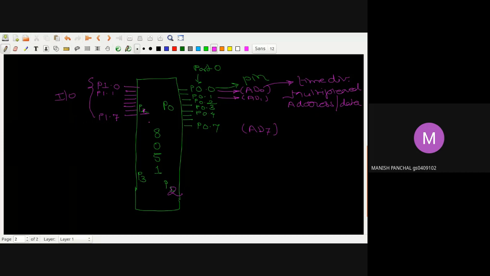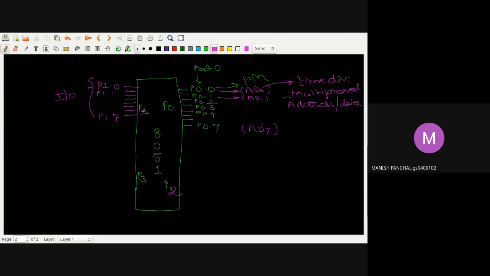No dual functionality is provided on port 1. Similarly, you know how many address bus and data bus lines are available in this one. It is just like an 8085 microprocessor. It contains a total of 16 address buses and 8 data buses. You have seen that these lines AD0 to AD7 are time division multiplexed.